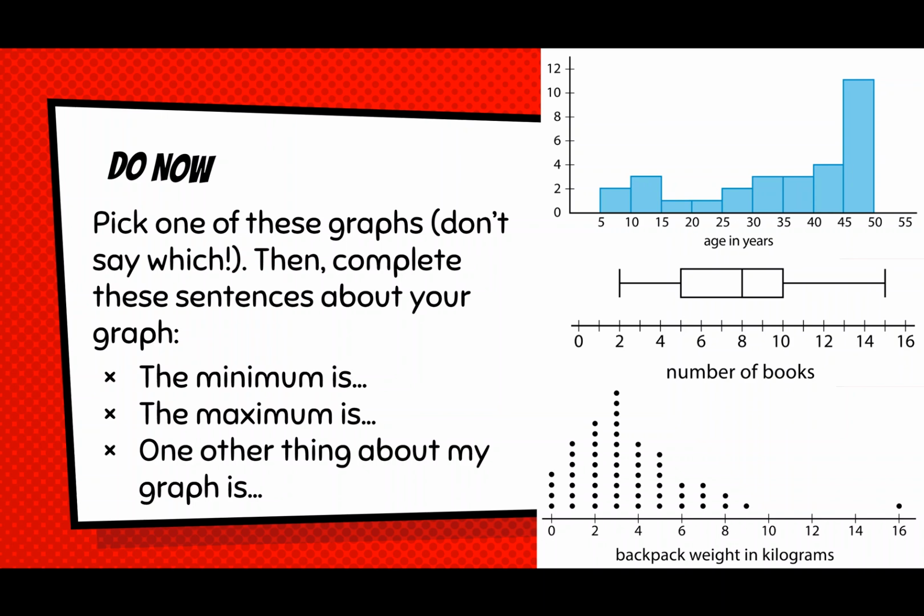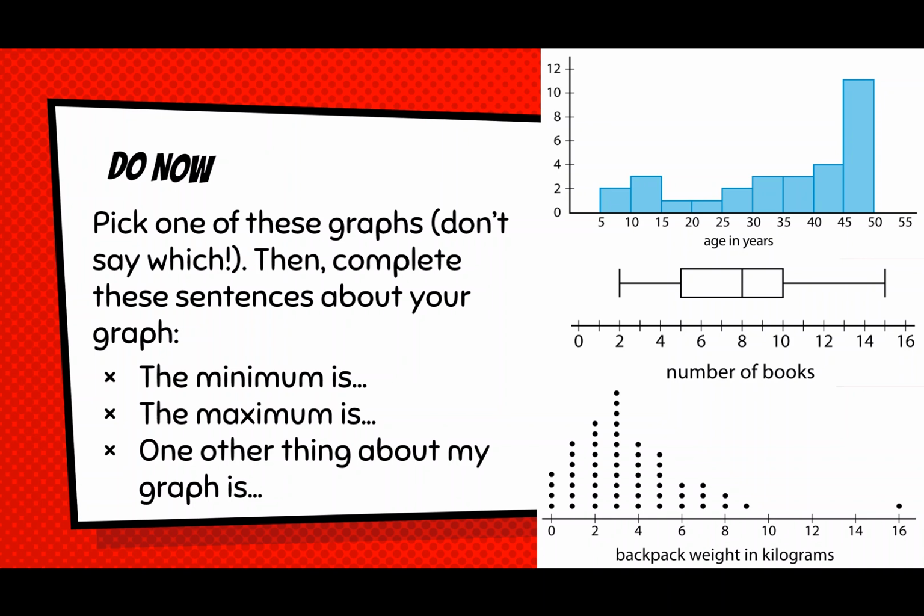Another one I could do is I could say, I'm going to pick one of the graphs, not saying which one. One thing about my graph is that it's the easiest one to figure out the median from. The minimum is 2. And the maximum is 15. If you think that I was talking about the box plot in the middle, you're right.